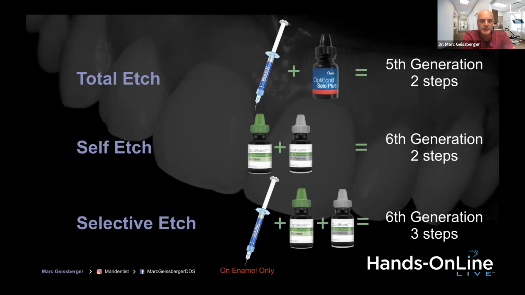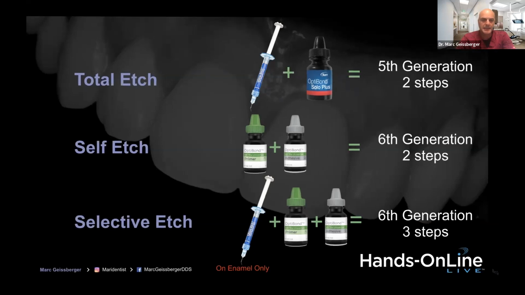Now, what does that do for timing? It adds about 20 seconds to the overall adhesive procedure, moving it from, say, 40 to 50 seconds to about 60 to 70 seconds. Is that a deal breaker? No. But most of the time, my default for posterior class 2s and class 1s is to still use a 5th generation 2-step technique using MPA Max.